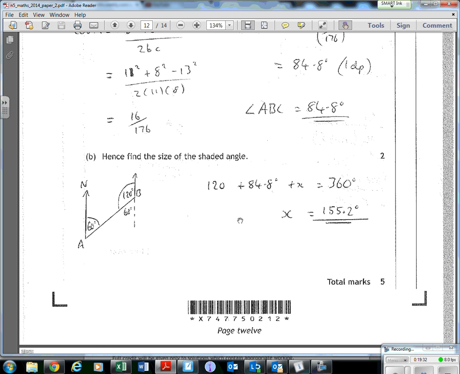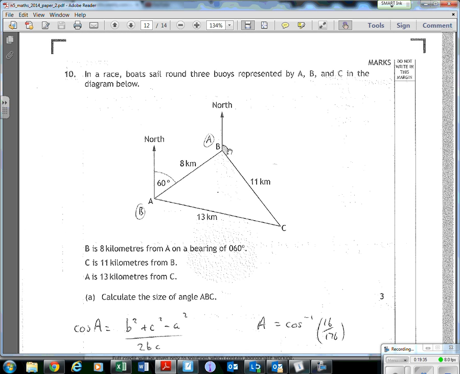Hence, find the size of the shaded angle. Where's the shaded angle? Here's the shaded angle. Right, we know this is 84.8.